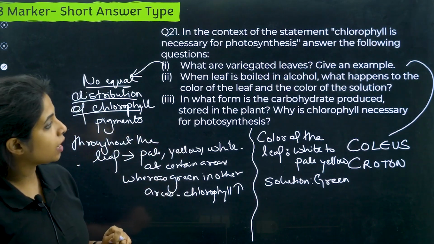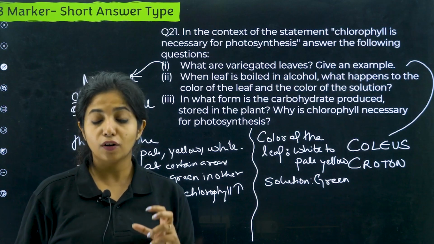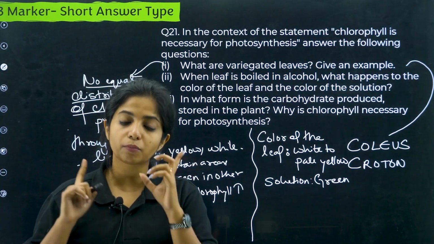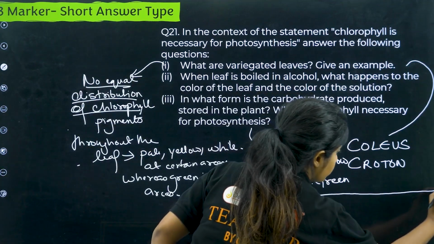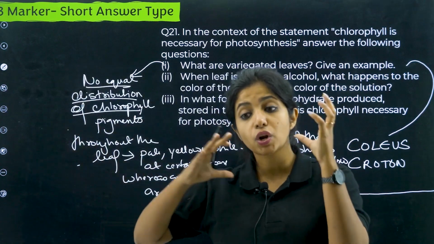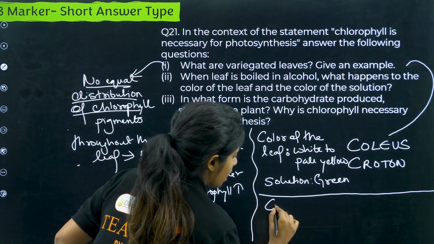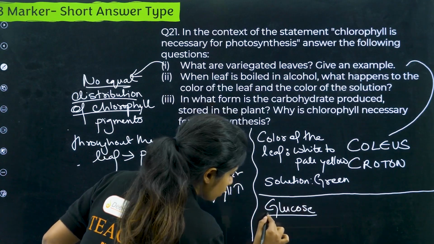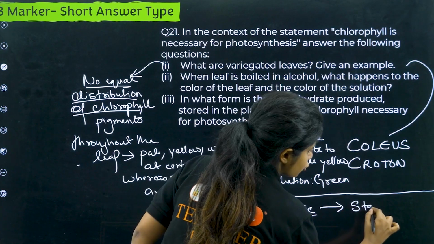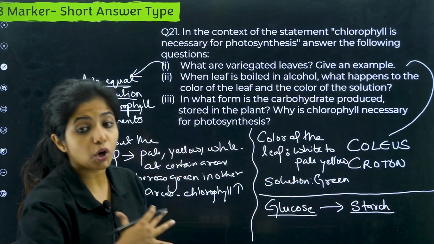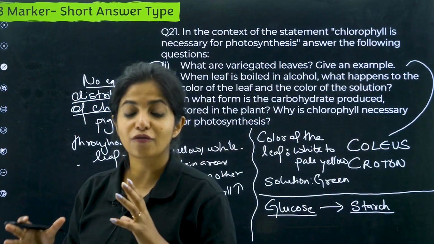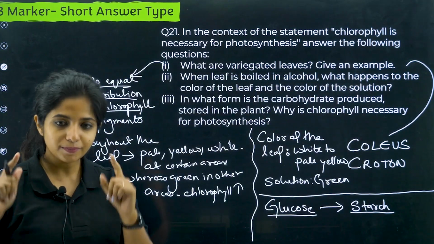Now, in what form is the carbohydrate produced in the case of plants, and stored in the plant? You know the process of photosynthesis, according to which carbon dioxide and water are utilized for the production of one very important thing, which is none other than glucose, my dear children. So it is produced in the form of glucose, but in which form is it stored, children? It is stored in the form of starch. If you are asked the same question about organisms like us, animals, in which form is it stored? Glucose is stored in the form of glycogen in the case of animals.